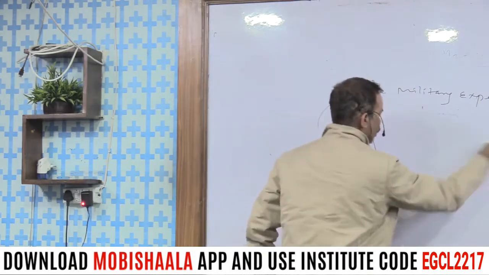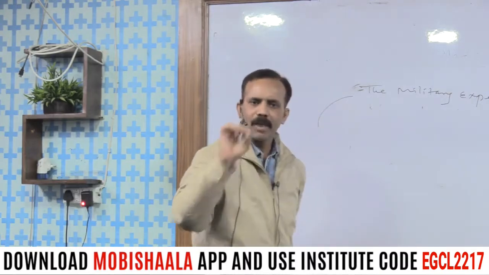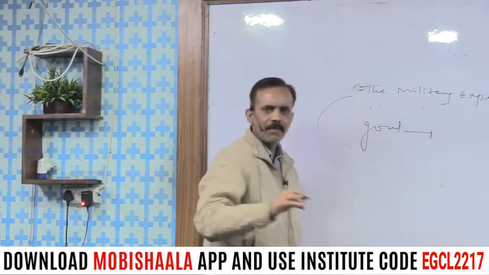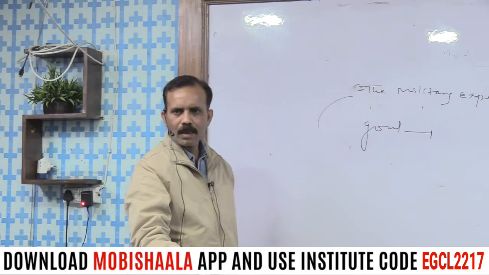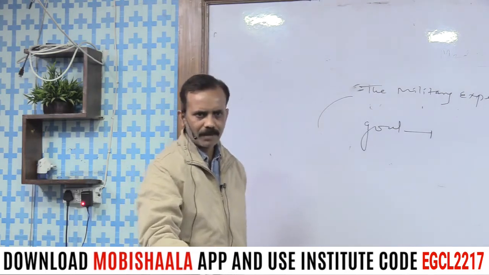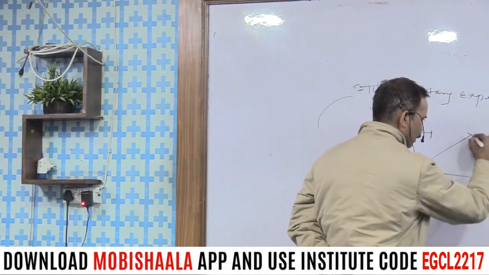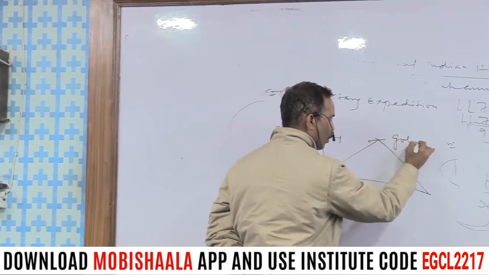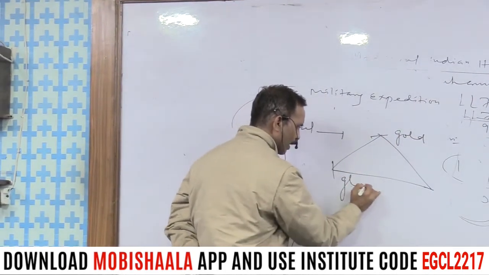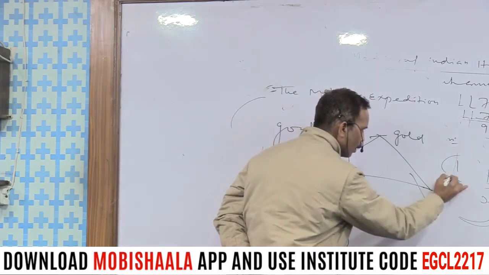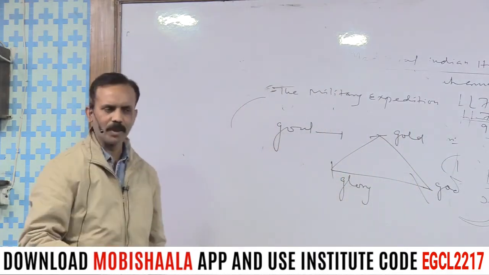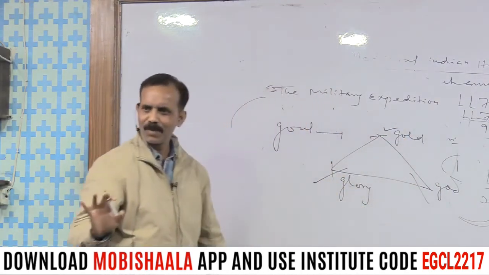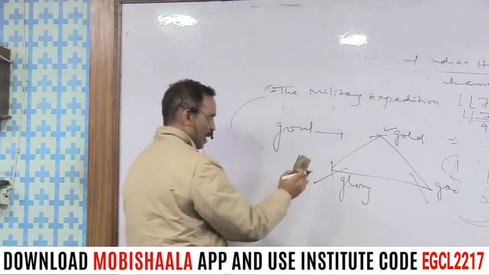Next, the main goal of Ghazni, the objective of Ghazni. Make a triangle like this. That was 3G: Gold, glory, and God. His mission was to get gold, glory, and God. Okay? Next.